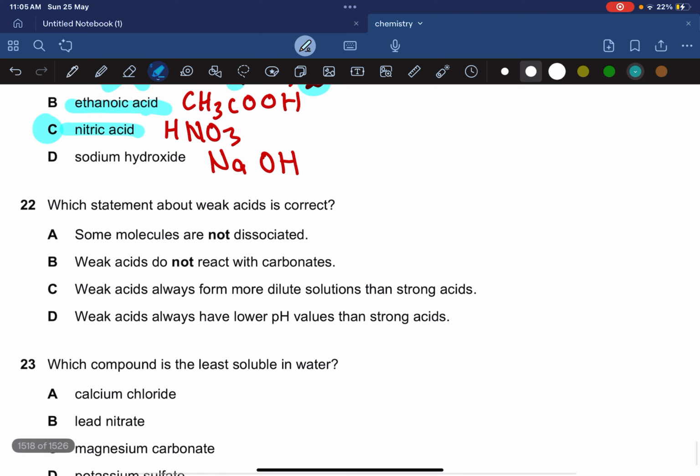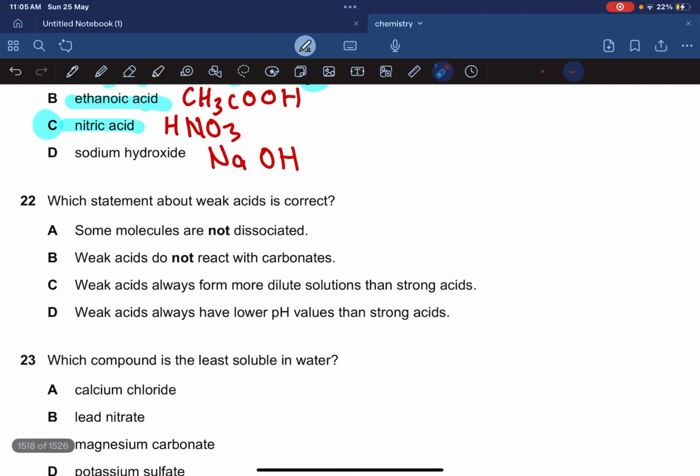Moving on to question number 22, which says: which statement about weak acids is correct? Some molecules do not dissociate. Weak acids do not react with carbonates? That's incorrect. They react, but they react slowly. So that's incorrect.